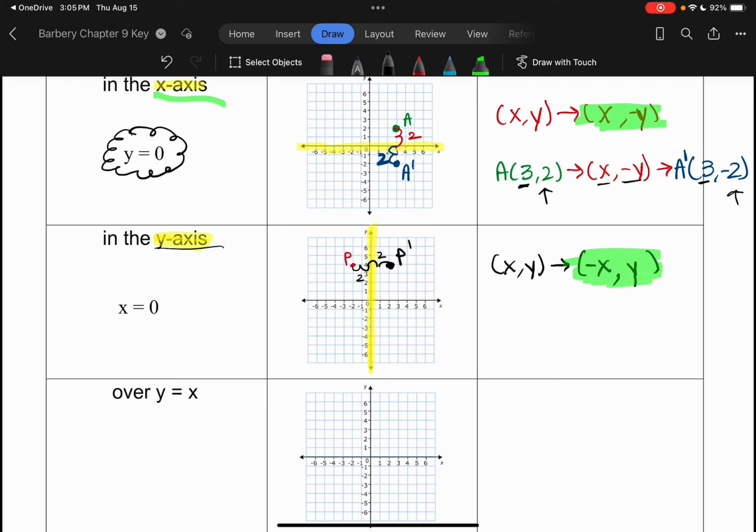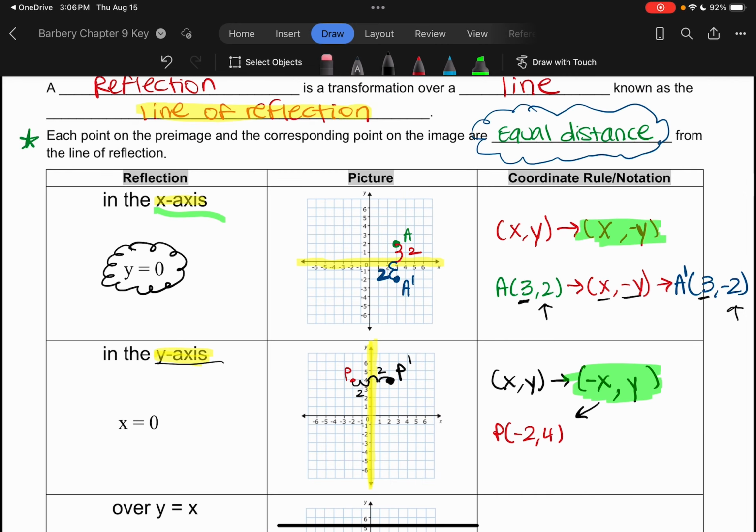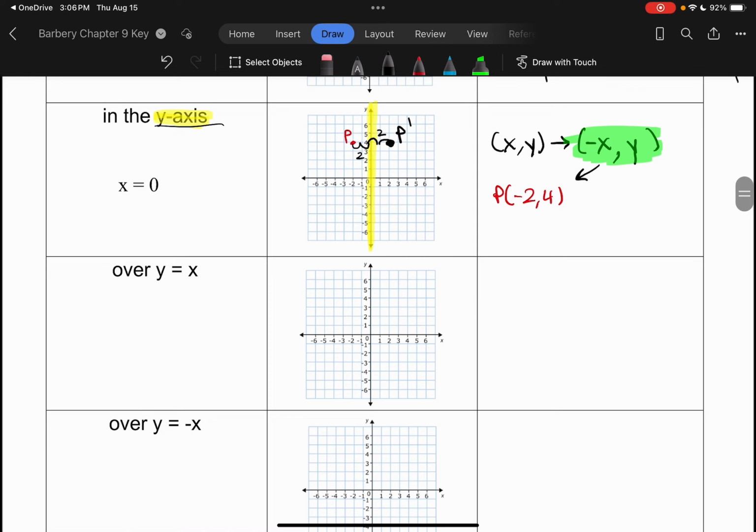So for example, if I look at point P, P has the coordinates of -2, 4. If I apply this rule, and I'm not going to do it like I did the last example, then what's happening here is the x is going to change signs. So if I have P as -2, then when I go to P prime, it's going to change signs and become +2. And then we say here that the y stays the same. So it's going to stay the same as 4. So that is going to be P prime.